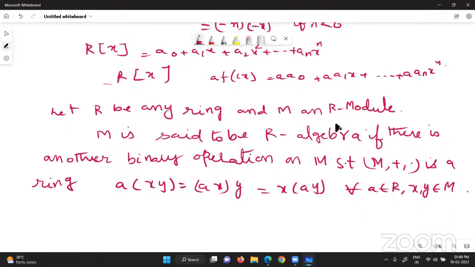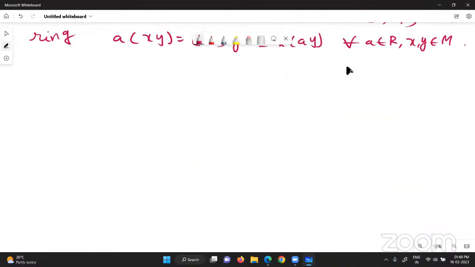So this is about modules. Let R be a ring and M is an R-module. A subgroup N of (M, +) is said to be an R-submodule if it satisfies the closure property. So what do you mean by a submodule?